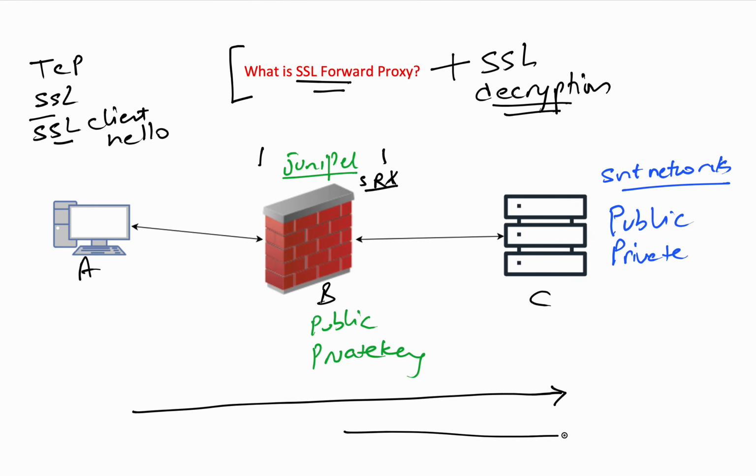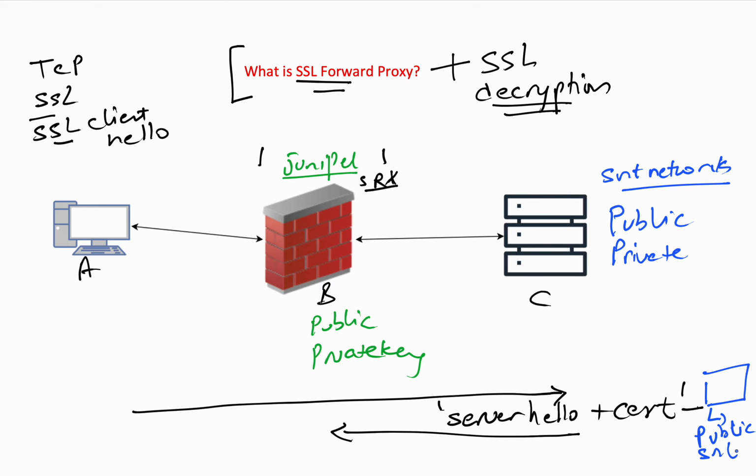But once the reply comes, there will be a server hello. Along with that, there will be a certificate. So when snt-networks replies with server hello and a certificate, this certificate will be the SNT certificate. We'll use different colors. Along with it, there will be the public key of SNT. Correct. So this packet will be intercepted by Juniper. Juniper will hold this packet, and till now the packet is not encrypted.